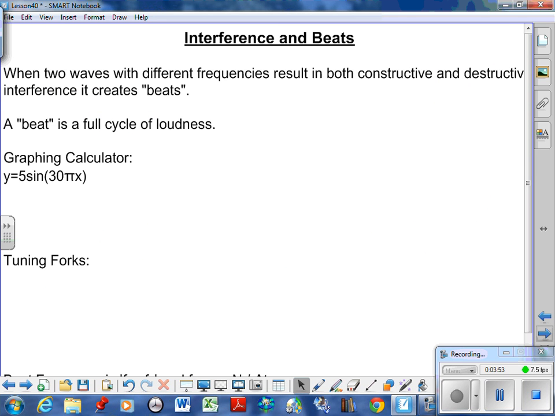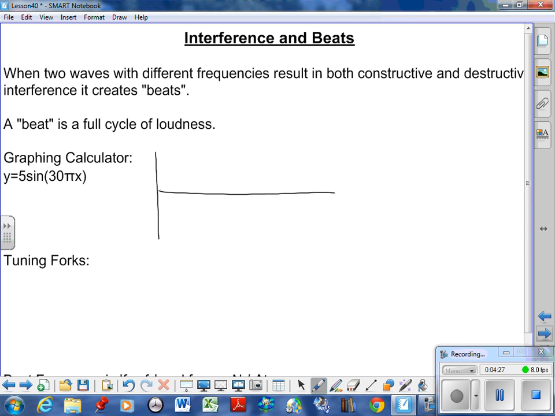So let's talk about interference and beats. When we have two waves with different frequencies, all right, so they're occurring at a different rate, it results in both constructive and destructive interference. It creates what we call a beat. So a beat is a full cycle of loudness, and I do believe I have an applet, and you can go to that and try the beats rather than the graphing calculator exercise. It's neat mathematically, but it doesn't really give you an idea of what that is. So please try the applet once you're done the video here.